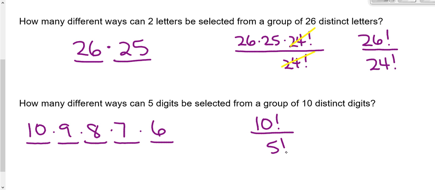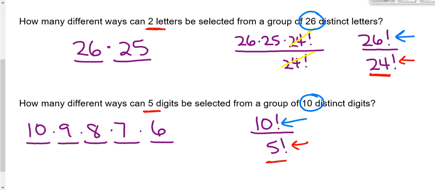Okay, so if we analyze each of these, looking at the numerators, we can tell where the 26 factorial and the 10 factorial comes from. The 26 is the total number of letters available, and the 10 was the total number of digits available. But how about the 24 and the 5? Where do those come from? So if you used 2 letters, you have 24 that you didn't use, and if you used 5 digits, you have 5 that you didn't use. So that's the number of letters or digits that wasn't used.